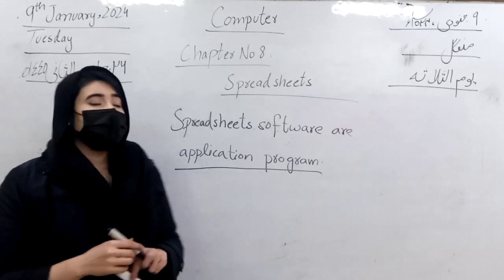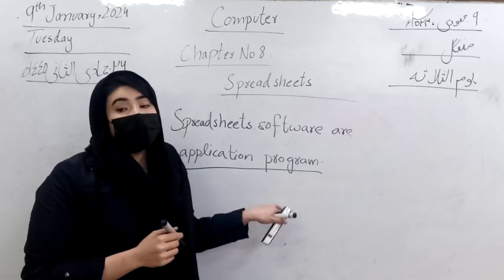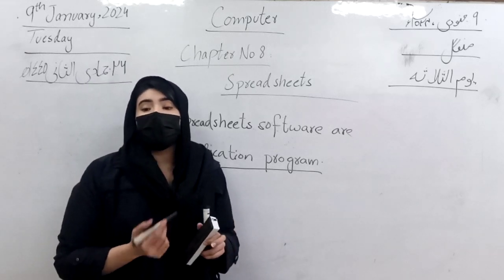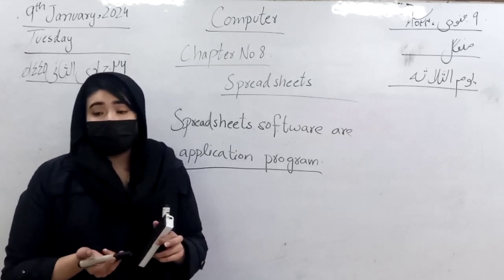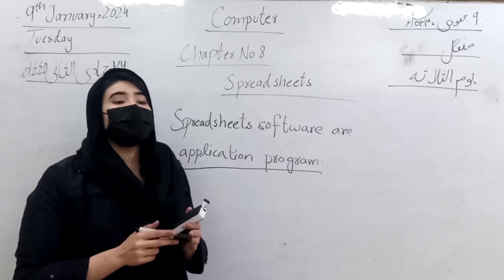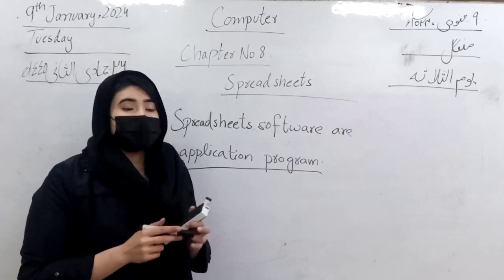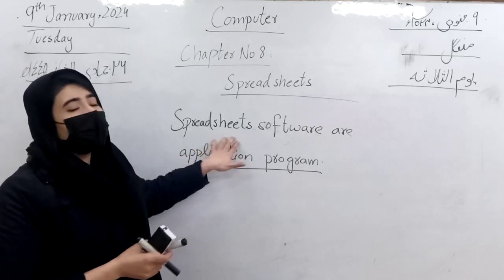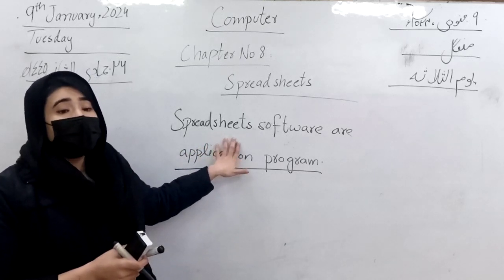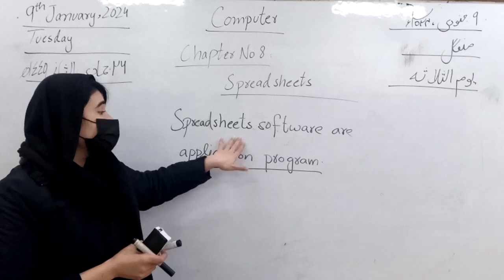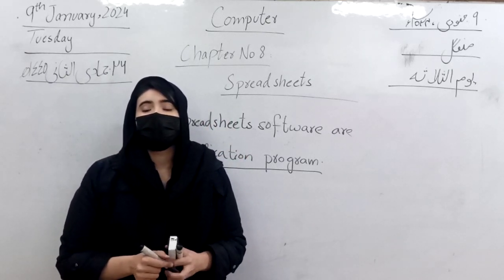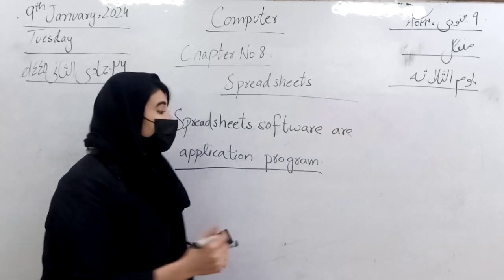Very good. There is a difference between application software and system software, because we use system software to do our routine tasks and application software for specific tasks. Very good. So spreadsheet software is also for a specific task, and for what specific task do we use spreadsheet software? Yes, for financial reasons.